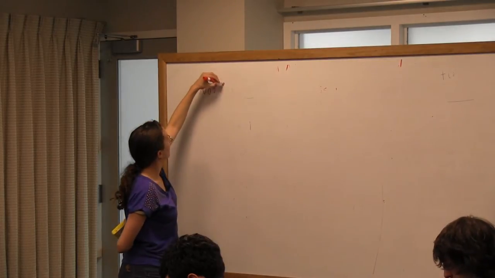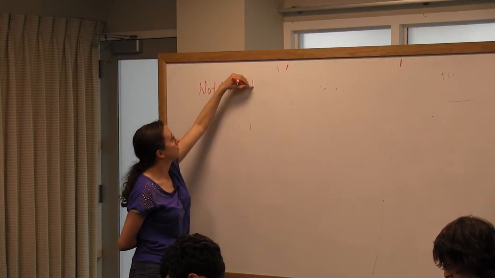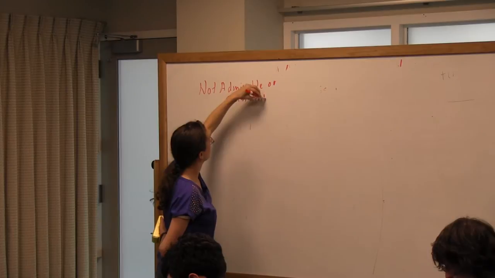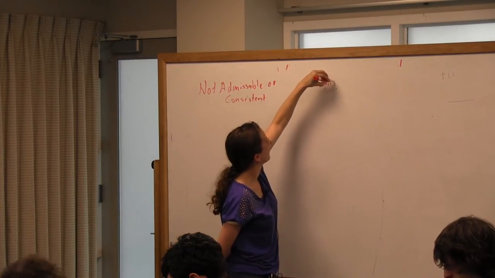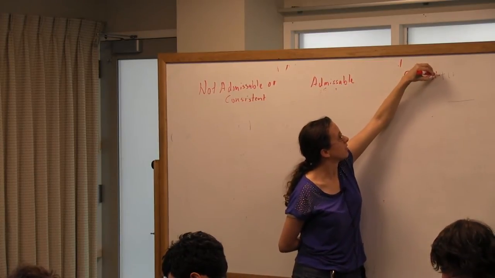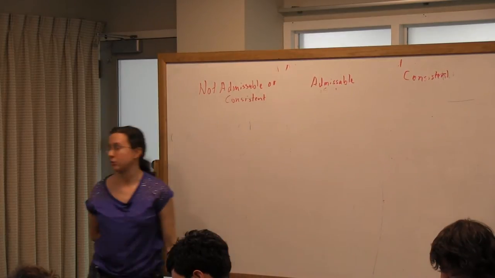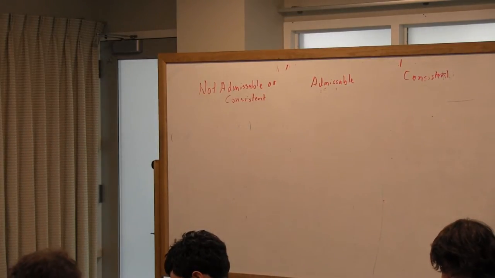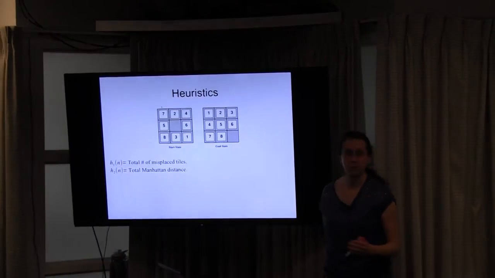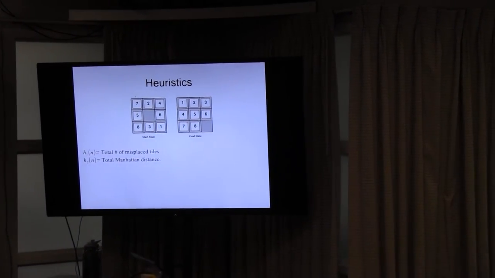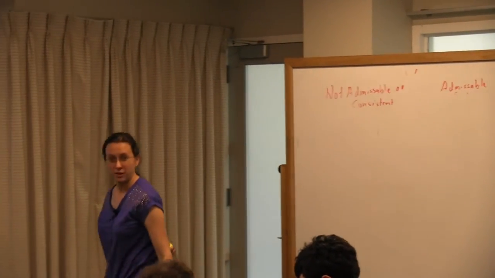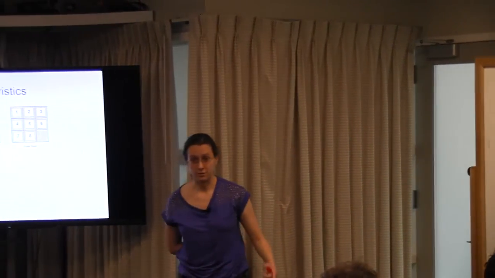not admissible or consistent, admissible but not consistent, and admissible and consistent. So everything that's consistent is also admissible. Let's take these two heuristics. H1 is the total number of misplaced tiles. Everybody try to think: we're going to put these heuristics in each one of these columns. Which column do you think the H1 heuristic should be in? Is it not admissible or consistent? Is it admissible but not consistent, or is it consistent?